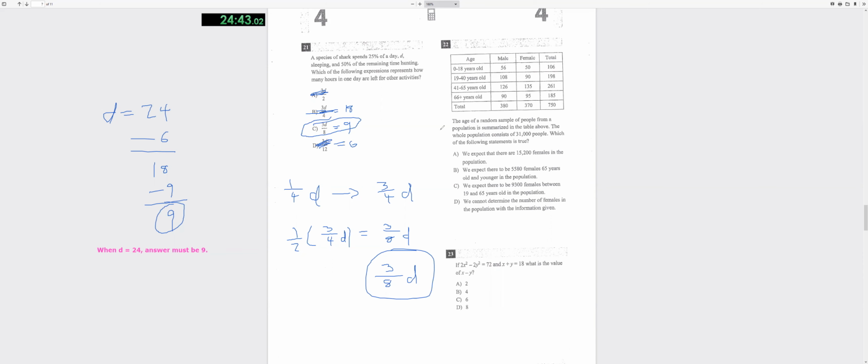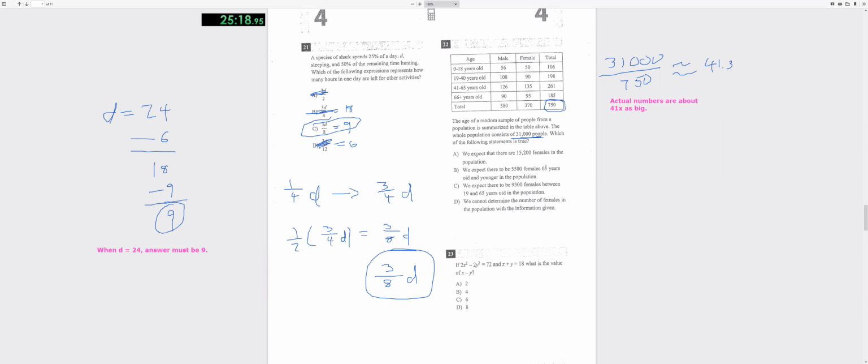All right. Age of a random sample is summarized above. So this is just a slice of a larger population. The whole population is 31,000. Our sample was 750. So what we need to remember is that 31,000 over 750 is equal to, calculator, help me out here, about 41.3. So what we should expect is that the actual numbers are about 41 times as big.